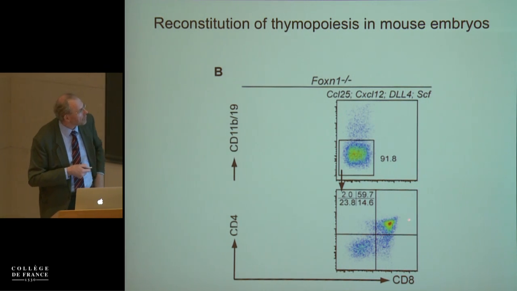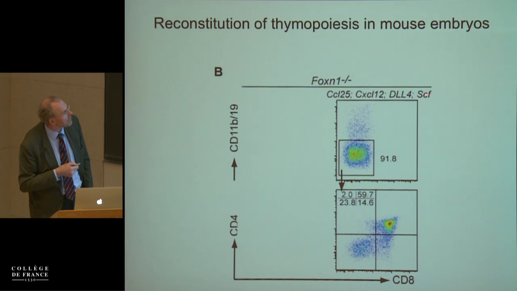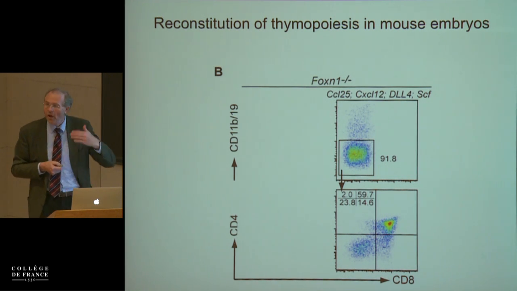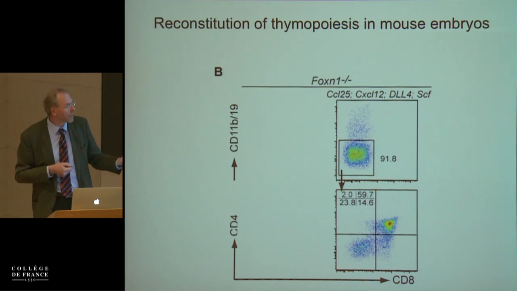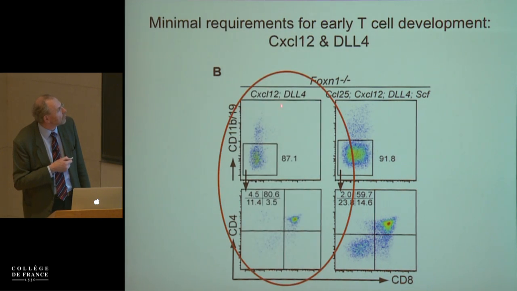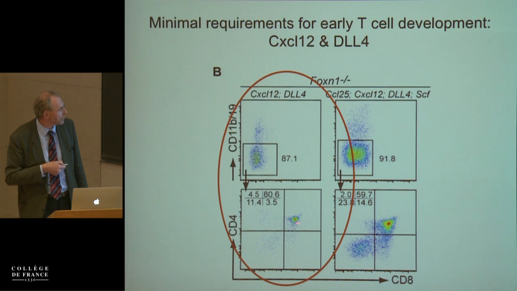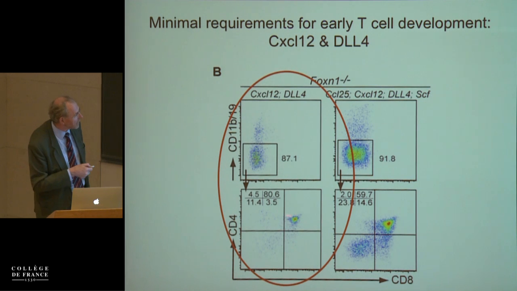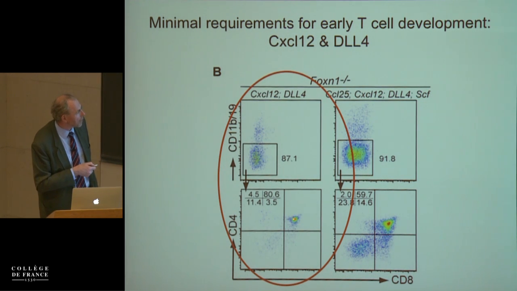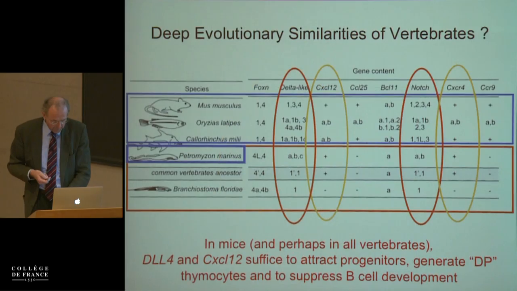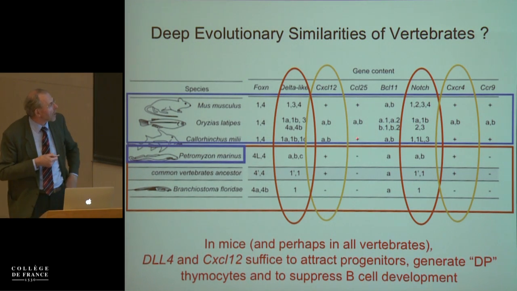This is now a flow cytometry analysis of these quadruple transgenics on the FOXN1-minus background that I showed you in the scheme. Here are the double positive cells, here are the double negatives. So this is a typical early stage thymus development. Looks basically like a wild type. But what Leslie Calderon found is that you only need two factors, CXCL12 and delta-like 4, to produce the same thing. Not in terms of numbers, but in qualitative terms. These are also T-cell receptor beta positive, and they can be taken out and differentiated fully in a normal environment. And that is what now makes sense.